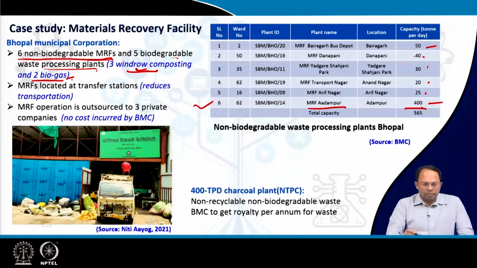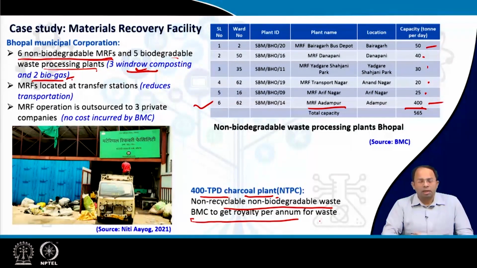In addition to this, they have a 400 tons per day charcoal plant, which is run by NTPC, and non-recyclable, non-biodegradable waste is actually used by this plant as fuel, of course. And Bhopal Municipal Corporation gets royalty per annum for this particular waste. So you can see the image of one of these recycling centers or material recovery centers.